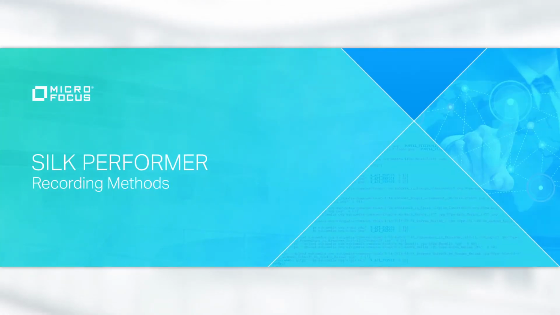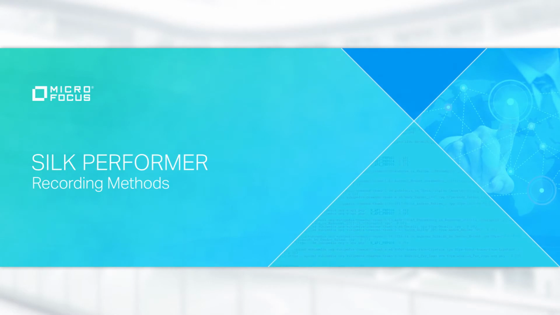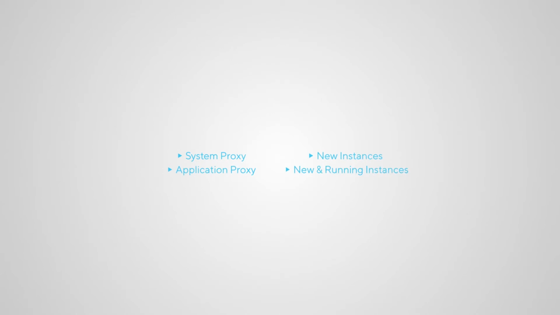In this video, we will introduce you to the recording methods available in Silk Performer. Silk Performer provides 4 methods to record traffic. These can be categorized into 2 basic recording approaches: the proxy approach and the hooking approach.